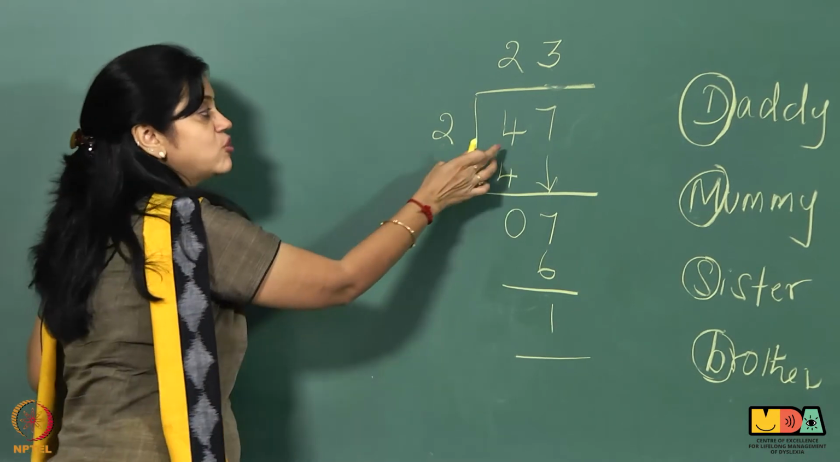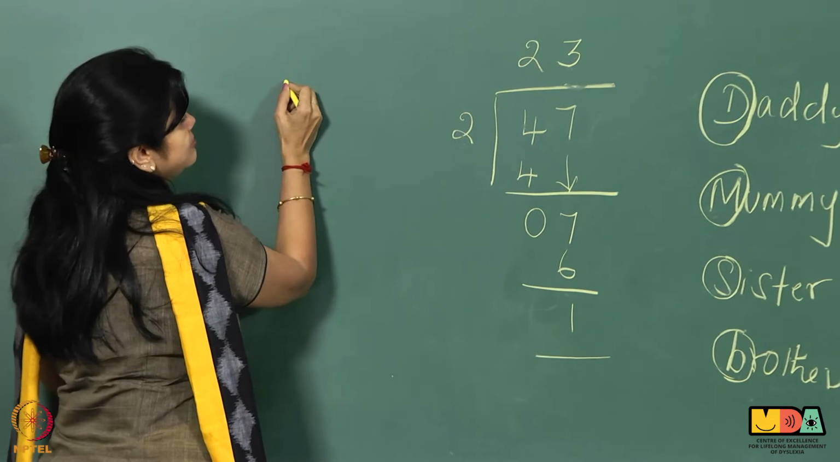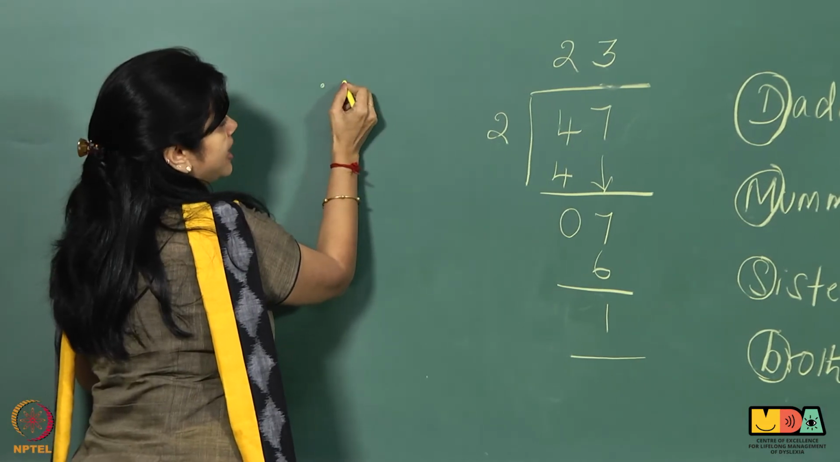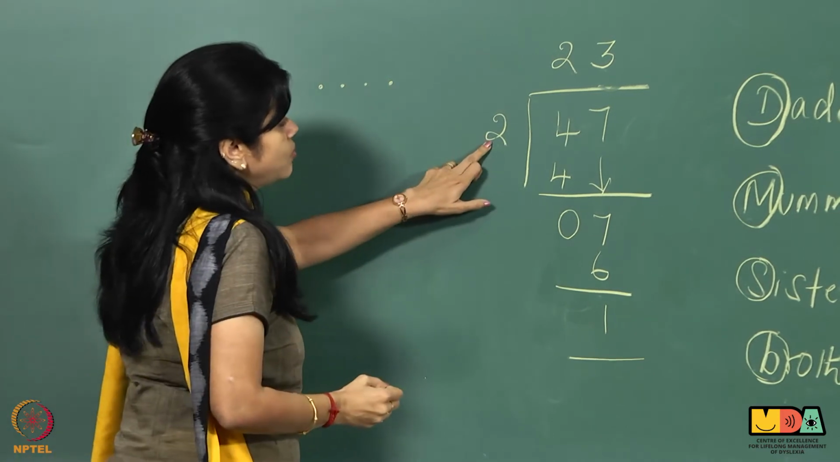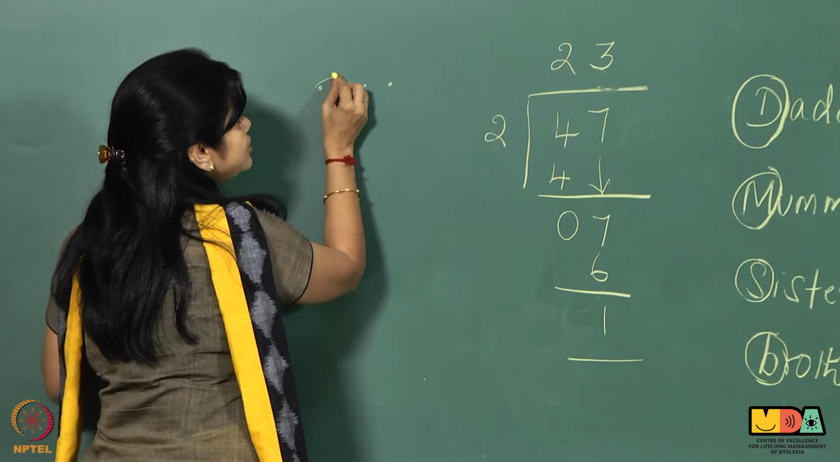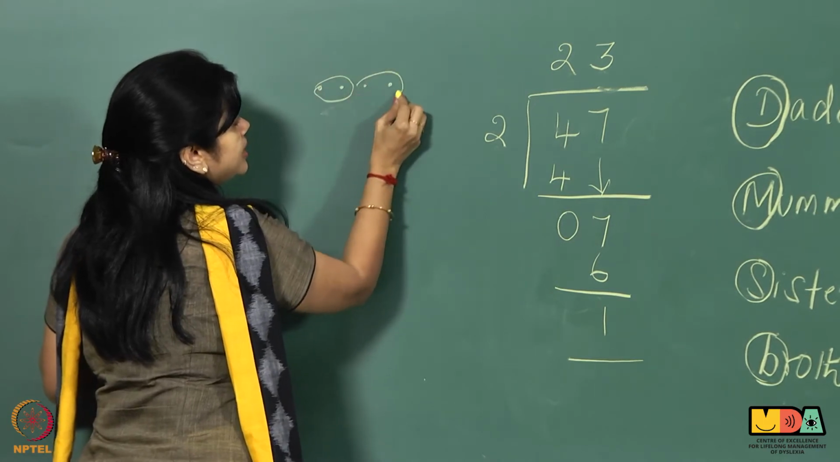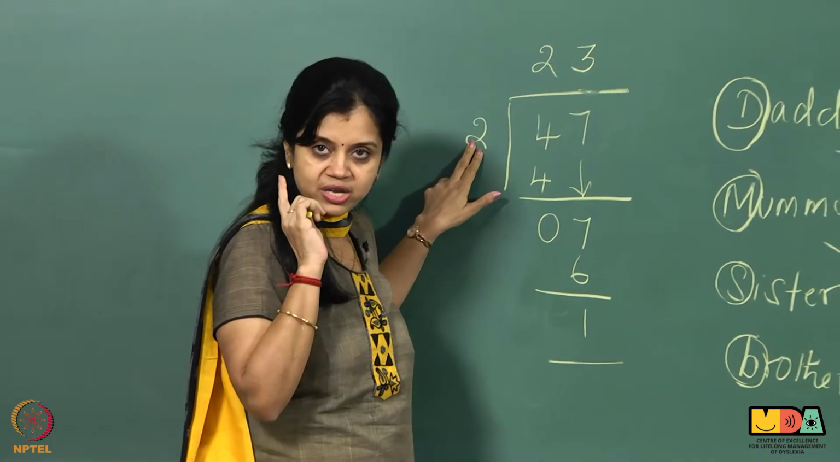In case they do not know whether they have to take 47 or just 4, ask them to take the first number 4 and put 4 dots. And what is the divisor over here? 2. That means they have to put them into groups of 2. If they are able to do this, that means they have to take only 1.